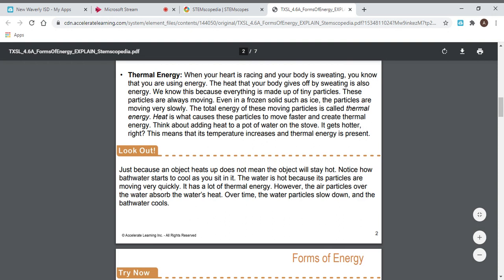Think about adding heat to a pot of water on the stove. It gets hotter, right? This means that its temperature increases and thermal energy is present. So let's look.